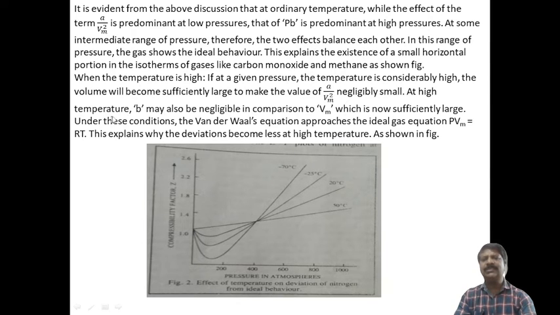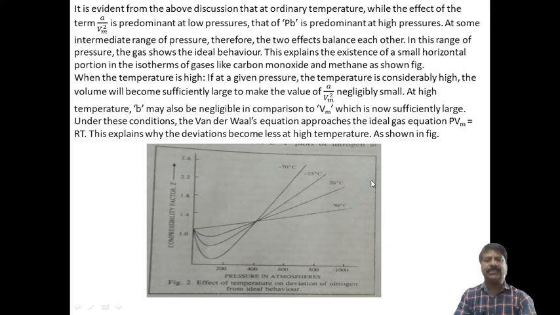At high temperature, B may also be negligible, because the volume increases, and B may be negligible in comparison with Vm, which is now sufficiently large. Under this condition, the van der Waals equation approaches the ideal gas equation PV is equal to RT. This shows that deviation becomes less at high temperature, because when B is negligible, then PVm is equal to RT at high temperature.